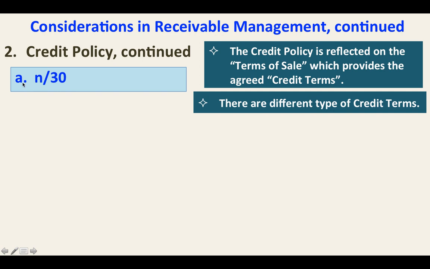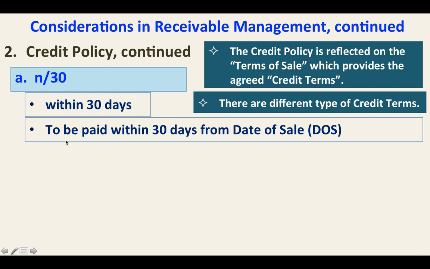The first one is N30. What does N30 mean? N30, the account should be paid within 30 days. It must be paid within 30 days. So the customer has 30 days to pay the account.